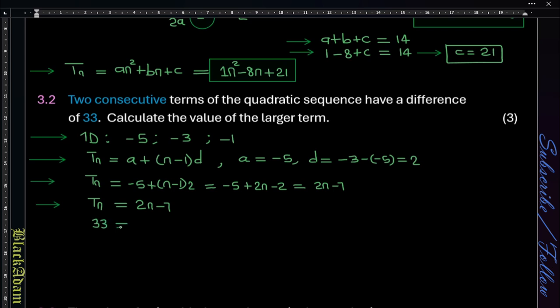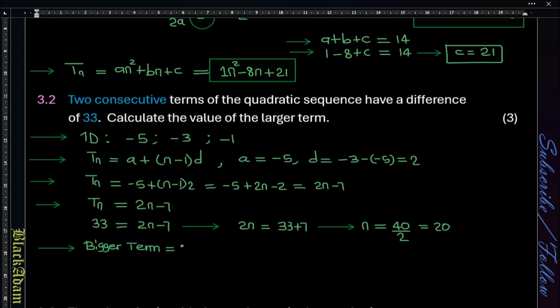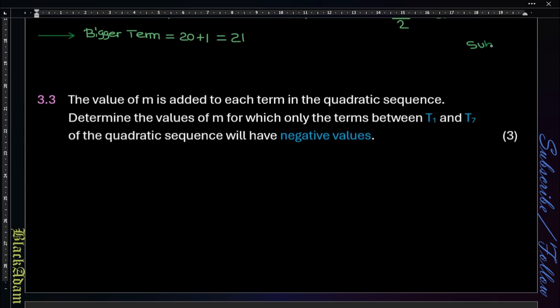That's the difference of the terms, which will give us 33. So solving for n, 2n is going to be 33 plus 7, which is 40. So 40 divided by 2 is 20. And then from there we have the bigger term. The bigger term there is going to be 20 plus 1. So that's how we're going to do it.